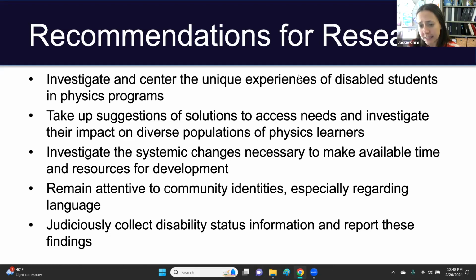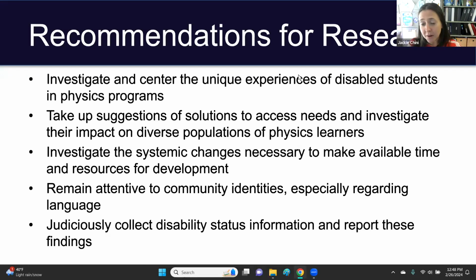We should remain attentive to community identities, especially regarding language. Erin mentioned at the beginning, we should ask individuals what language they use. We can also learn about what language is most common within certain communities and use that language as possible. So for example, learning about the difference between capital D deaf and lower D deaf, learning why autistic individuals may prefer autistic person rather than person with autism.